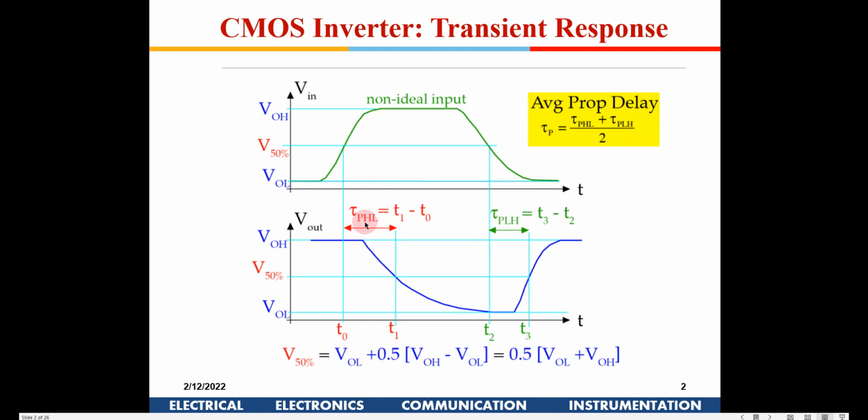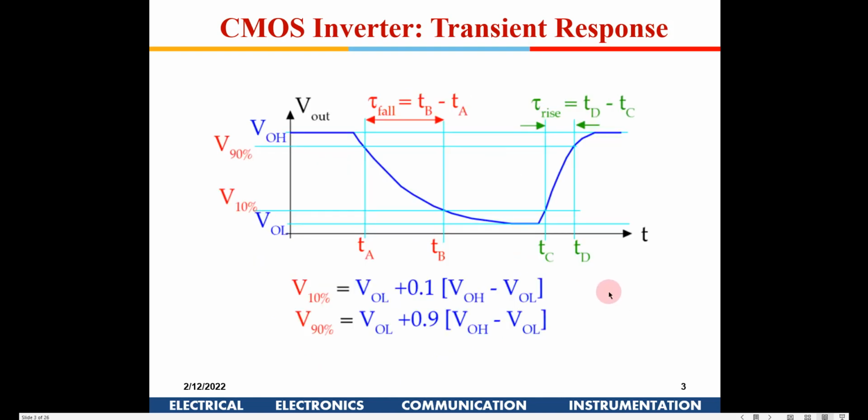Now, high to low, we need to remember, is always referred with respect to the output and not with respect to the input. Many people make this mistake in the exam also. So always remember, when we say propagation delay high to low and low to high, it is always with respect to the output, not with respect to the input. So these are the propagation delays, low to high and high to low.